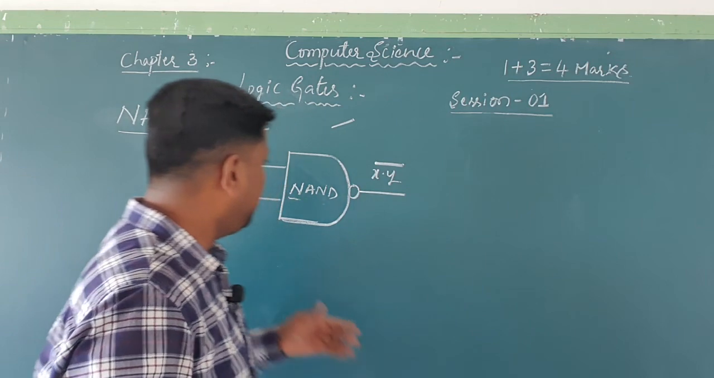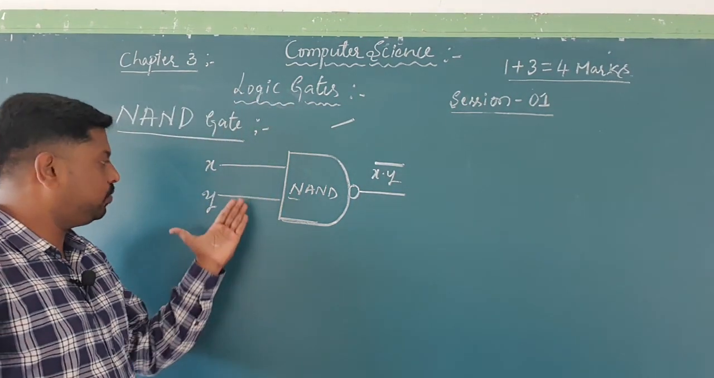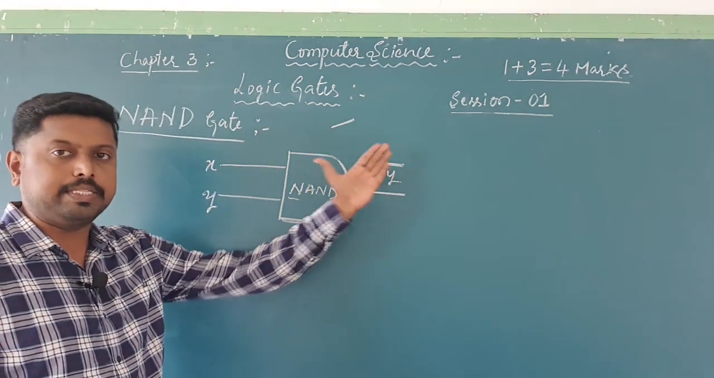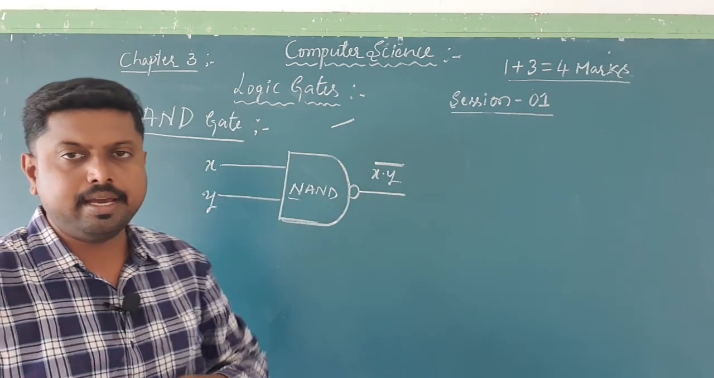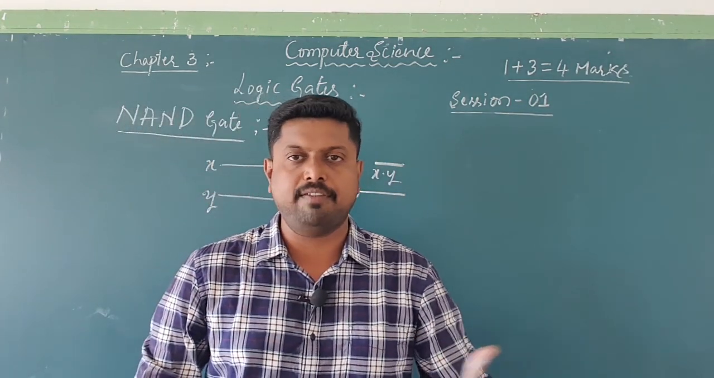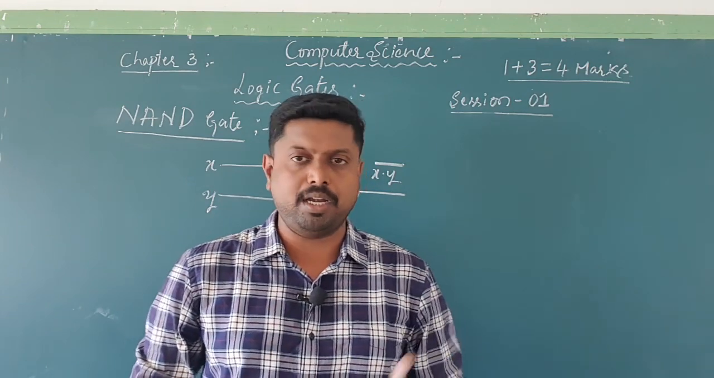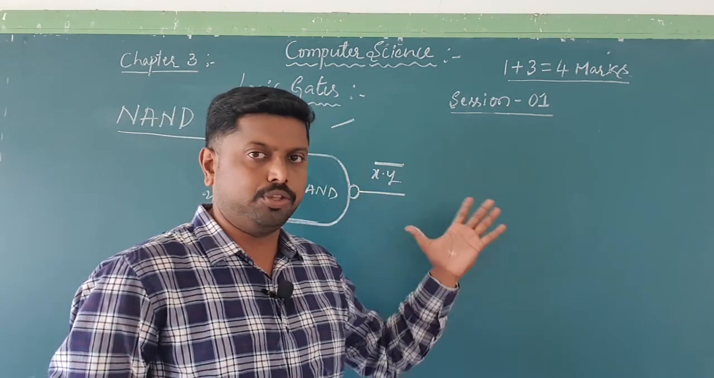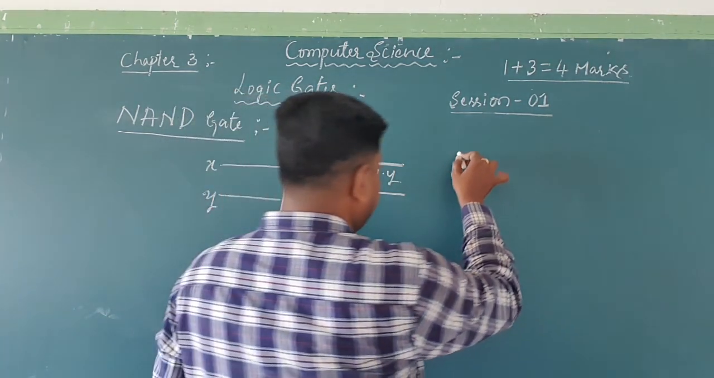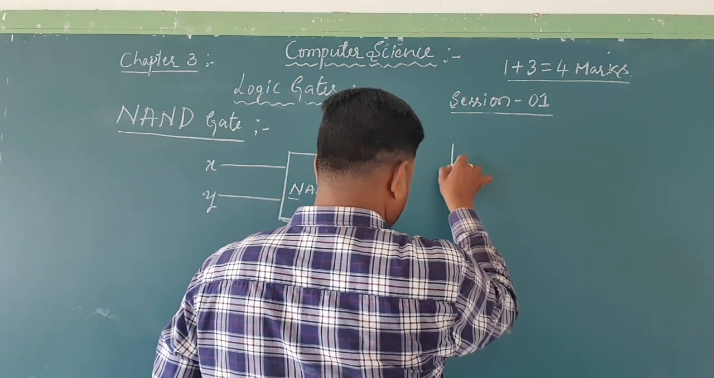If you are given a third input Z, then X into Y into Z whole bar will be the result for three inputs. Yes, you have a chance to write the three-input symbol and truth table also. But I will show you a two-input truth table for the NAND gate. Observe this truth table.